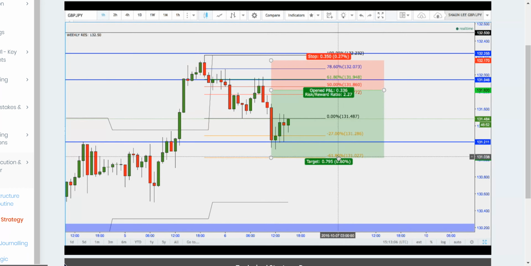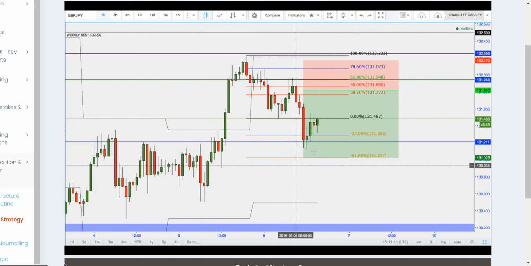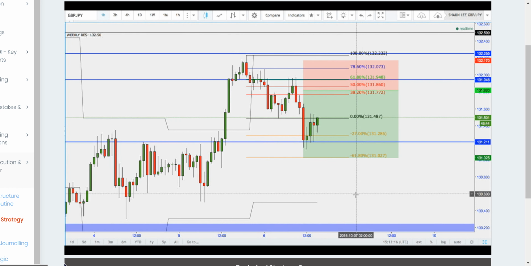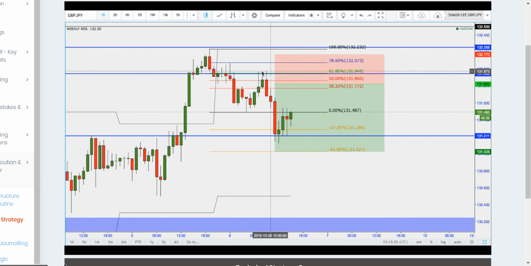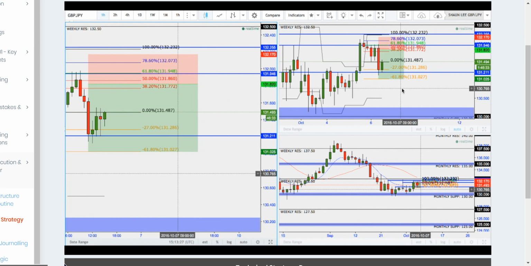I'm looking for my target 2. As you can see, target 1's been achieved. However, here I'm being ambitious because I do believe this could potentially come lower, back below this area of support, and maybe even come all the way back down to the monthly area as well. So that trade here was more or less taken from a daily area of flat resistance, which again is very powerful if you get them drawn on correctly.